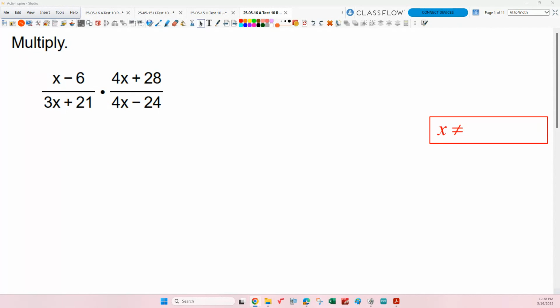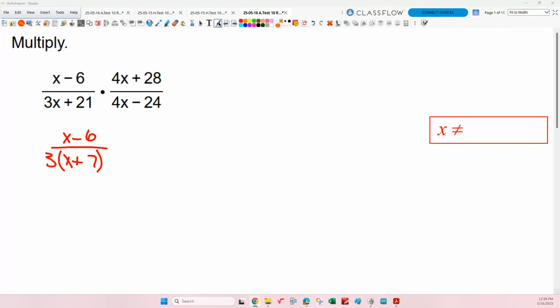So if we look at this denominator, 3x plus 21, what can I factor out? A 3? So I haven't done anything with my numerator. And I can factor out a 3. If I factor out a 3, what do I get? Yeah, x plus 7. Wait, what? We took out a 3 of this? We have to do that on the bottom? Yeah.